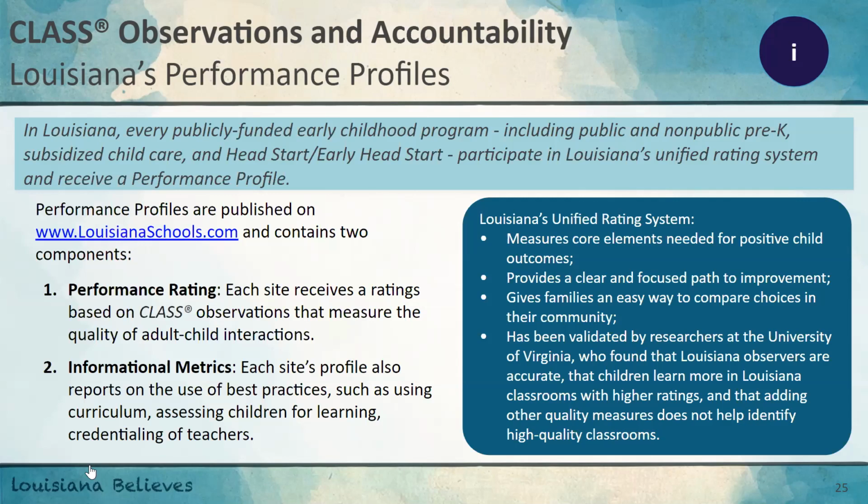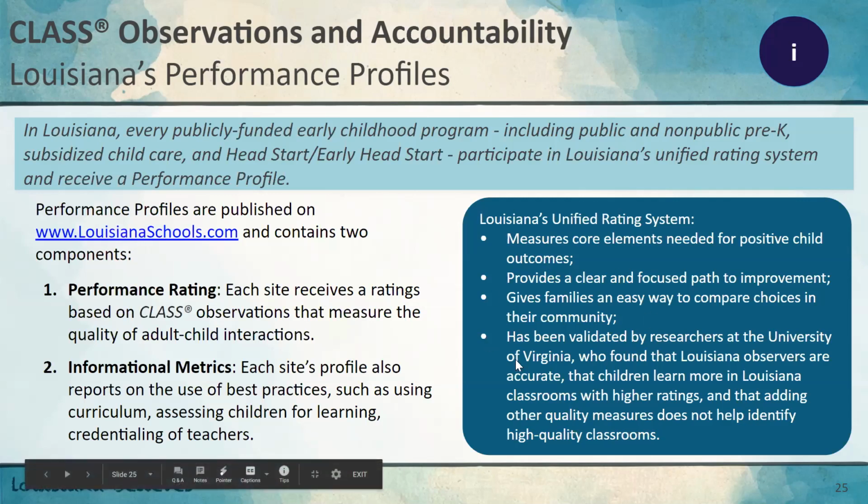The performance profiles that are published on School and Center Finder at louisianaschools.com contain two key components. First is a performance rating, which is based solely on class observations. And second is a set of informational metrics that we report on sites' use of best practices. So these include the use of a Tier 1 curriculum, how much they're assessing the publicly funded children at their site using TS Gold, and also the credentials for teachers at the sites.